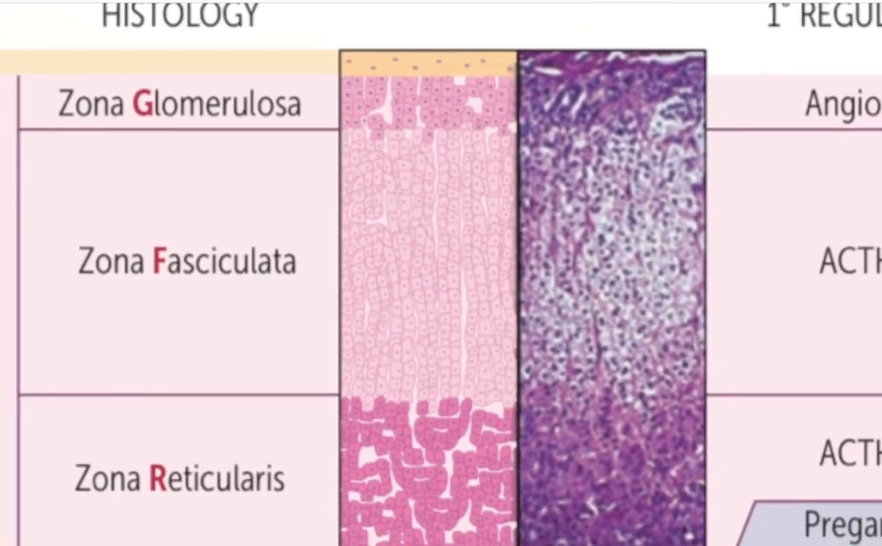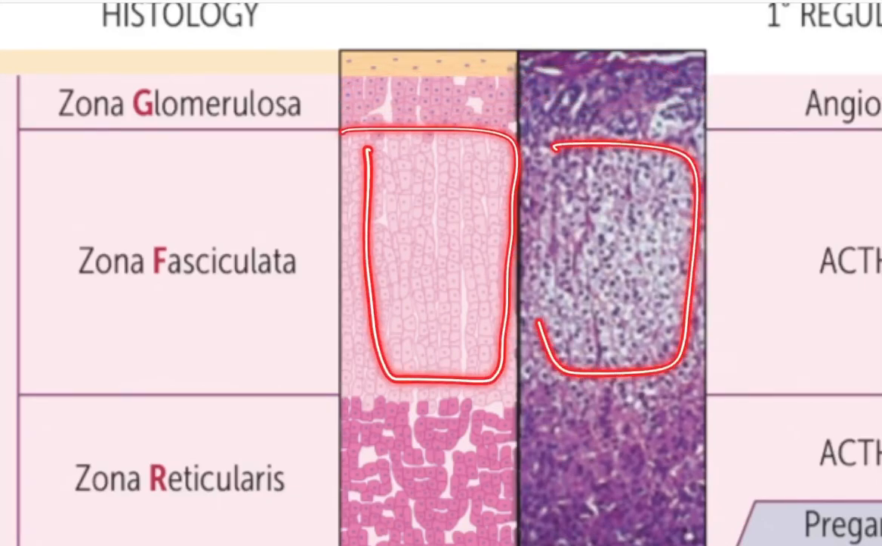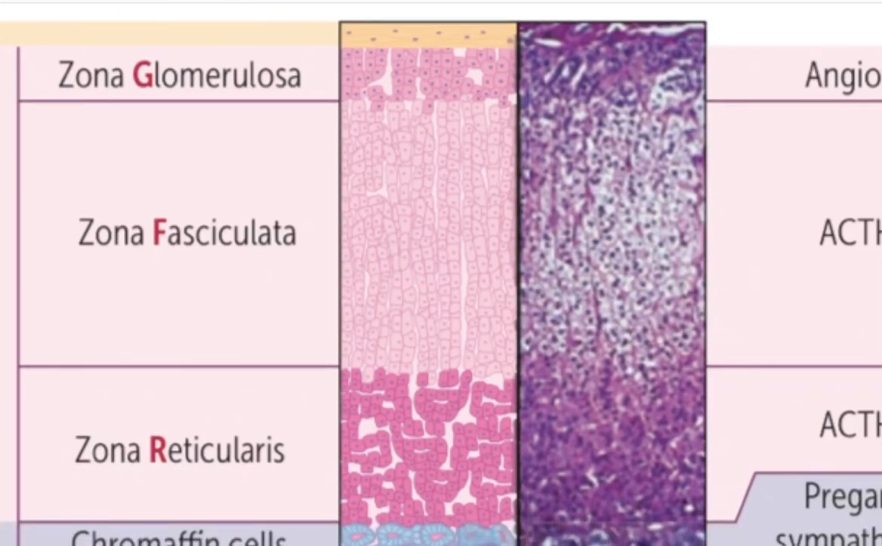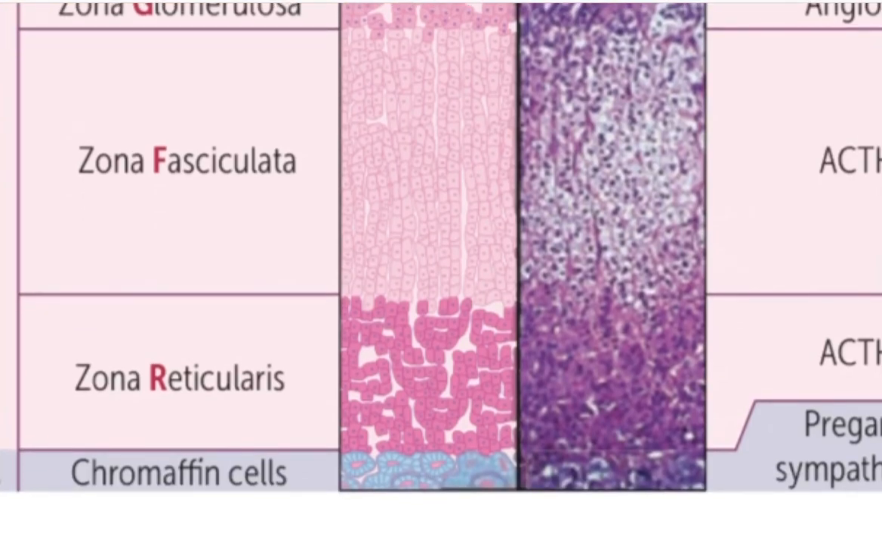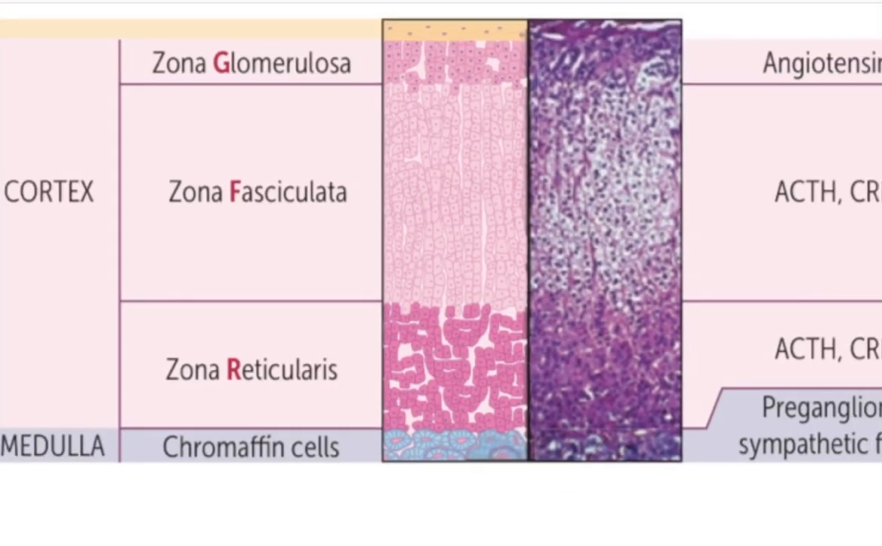So, this is the zona glomerulosa. This is the real histology image, and this is the schematic diagram. So, this is the zona glomerulosa. This is zona fasciculata, and this one is the zona reticularis. Is it clear? Now, below the zona reticularis, there are chromaffin cells.